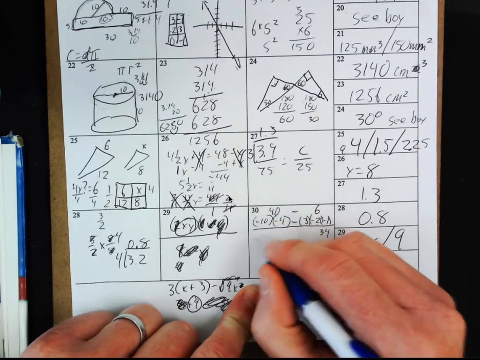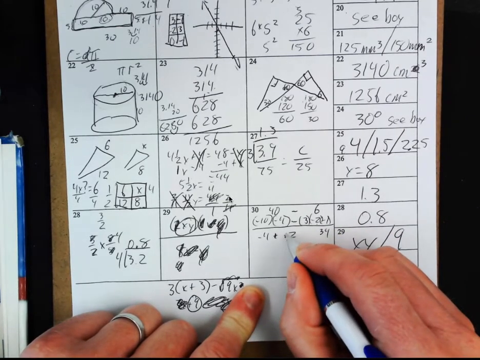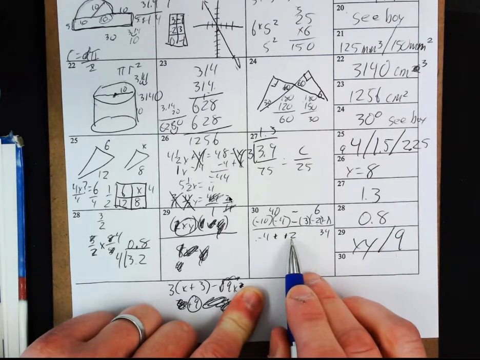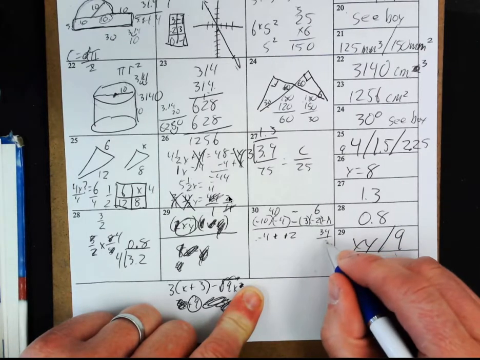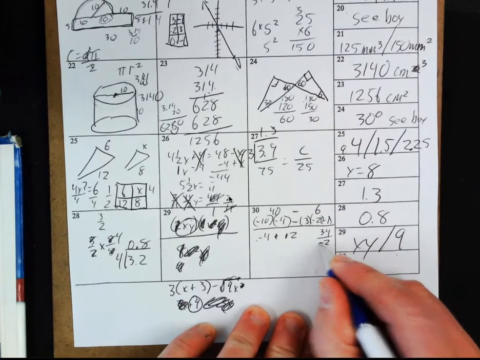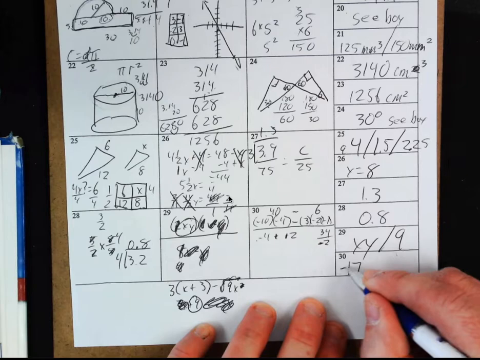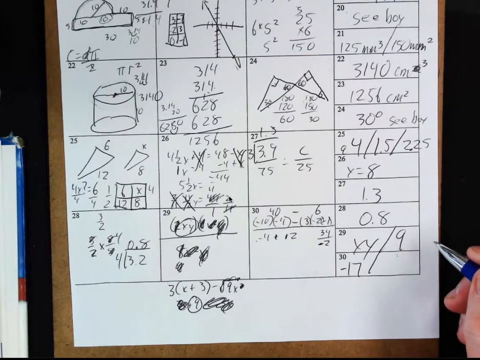Now the bottom is negative 4 minus negative 2. Add the opposite. Signs are different. I subtract. I get 2. Negative is bigger, so it's negative 2. Negative 2. Divide. 34 by 2 is 17. Signs are different. Answer will be negative.